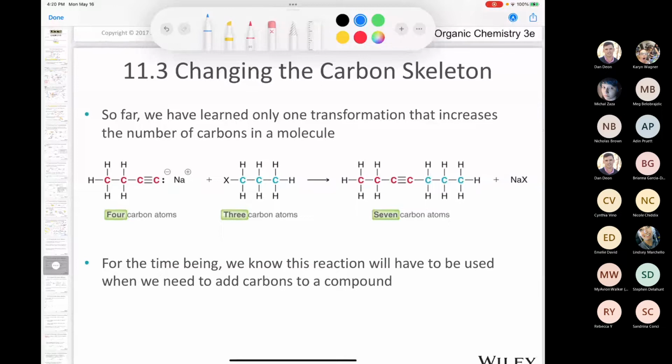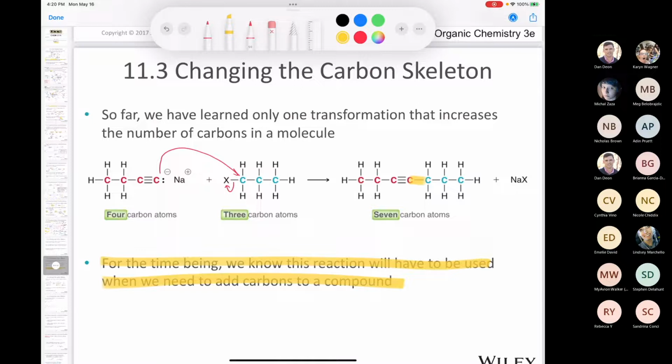So to rehash, if you have a terminal alkyne and you deprotonate that to make an alkynide, that will act as a great nucleophile. And so if you have a powerful electrophile, as is shown here, that is going to attack this to cause the leaving group to leave. And now you've created a brand new carbon-carbon bond, which I'm going to highlight right here. For the time being, this is the only way that we know how to add carbons to a compound. Nothing more than that.